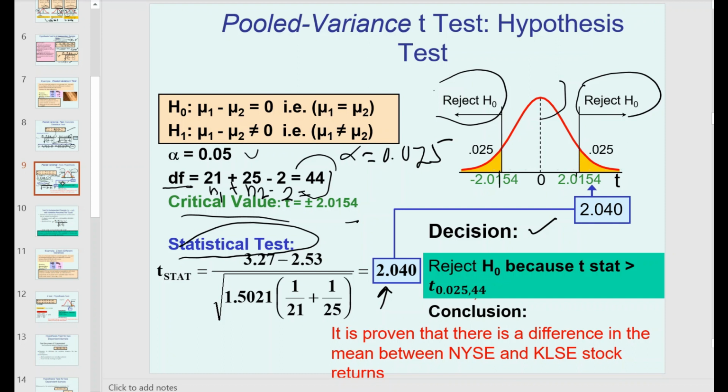Reject what? Reject H null. H null saying what? The statement. It assumes that it's the same, right? So when you reject, meaning that you accept your H alternative, which shows that your NYSE does not equal KLSE stock returns. That's how you make the decision and conclusion.